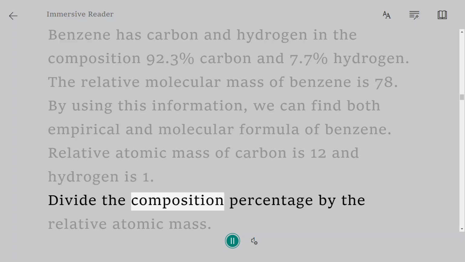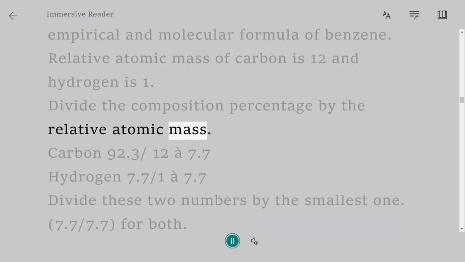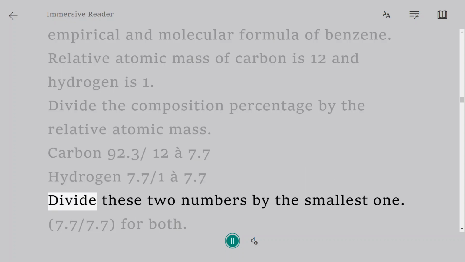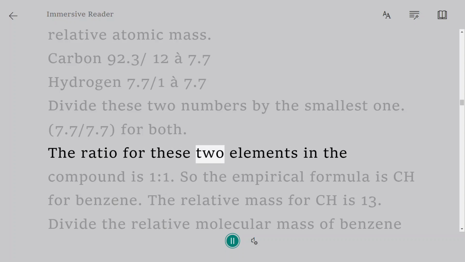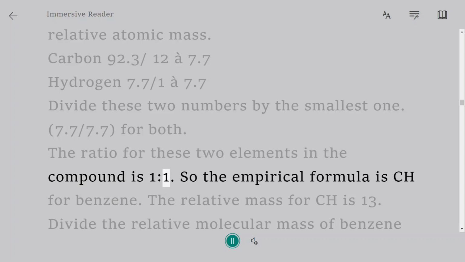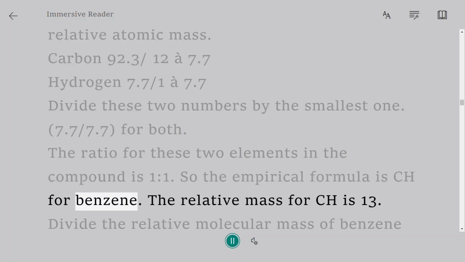Divide the composition percentage by the relative atomic mass. Carbon, 92.3/12 equals 7.7. Hydrogen, 7.7/1 equals 7.7. Divide these two numbers by the smallest one. 7.7/7.7 for both. The ratio for these two elements in the compound is 1:1. So the empirical formula is CH for benzene.